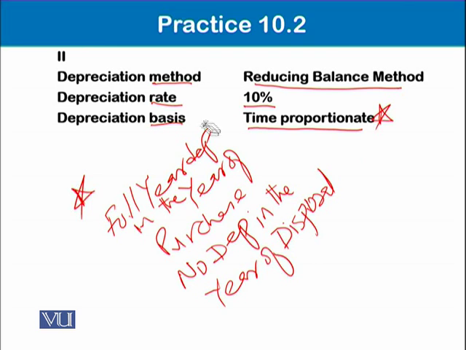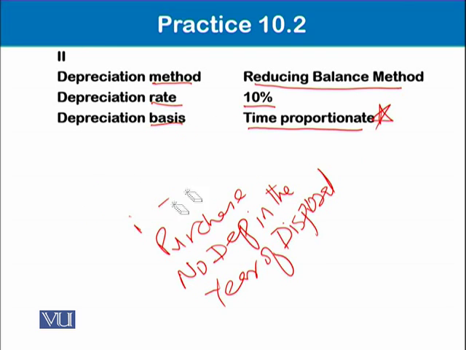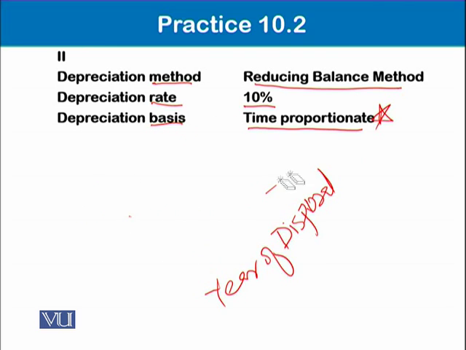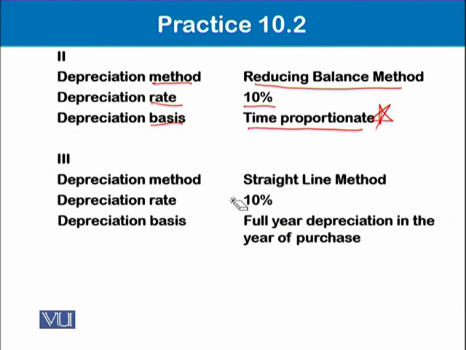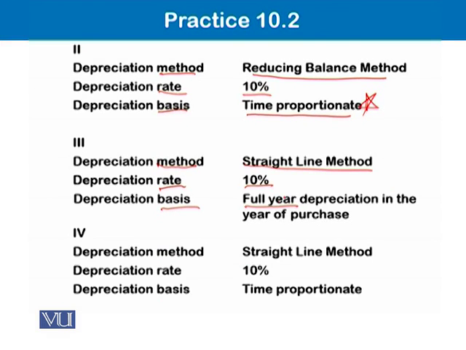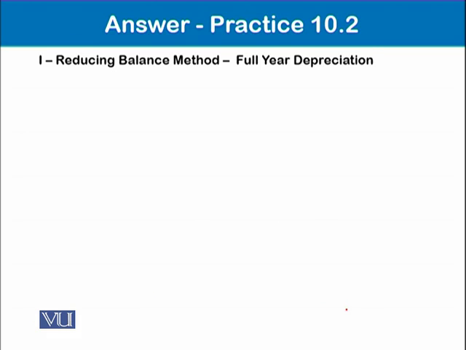Got it. Well, the second scenario is this, and the third scenario is that the depreciation method is straight line, rate is 10%, base is full year. And the fourth scenario is method is straight line, rate is 10%, and base is time proportionate. Let's solve this practice question.